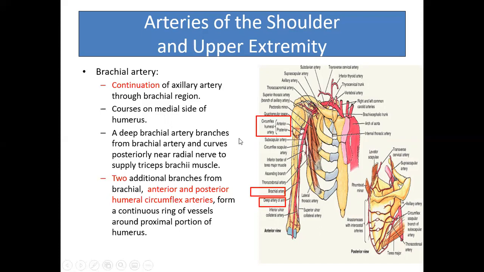There is a deep brachial artery that branches from the brachial artery. And it curves posteriorly, going backward, near the radial nerve to supply the triceps brachii muscle.